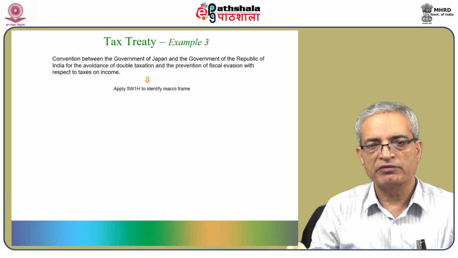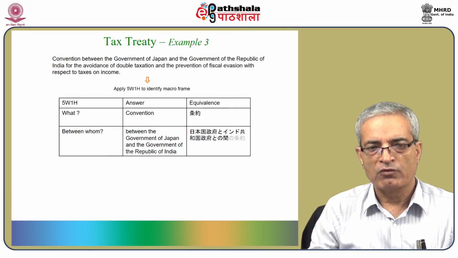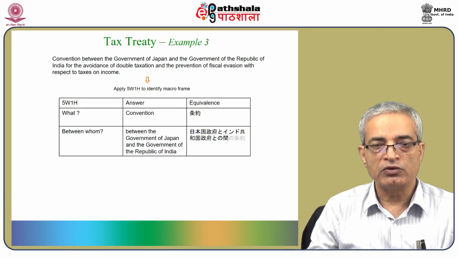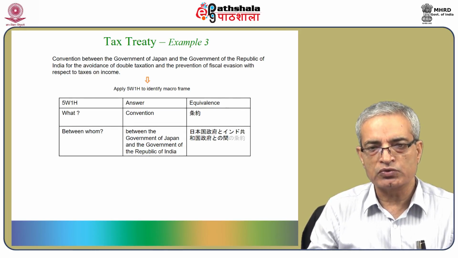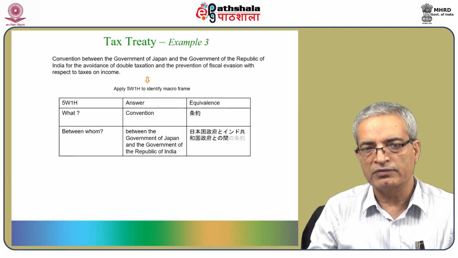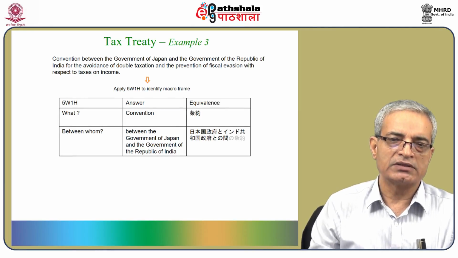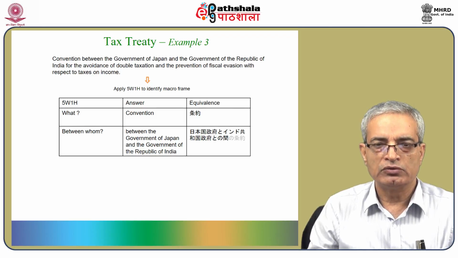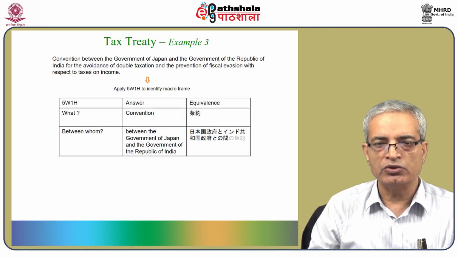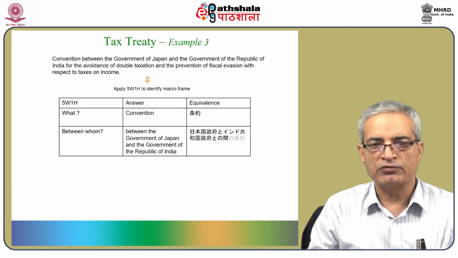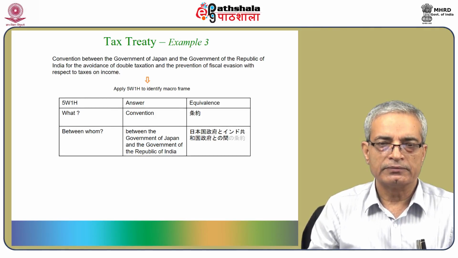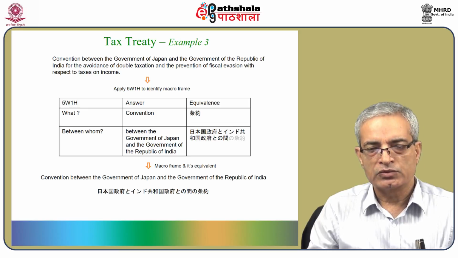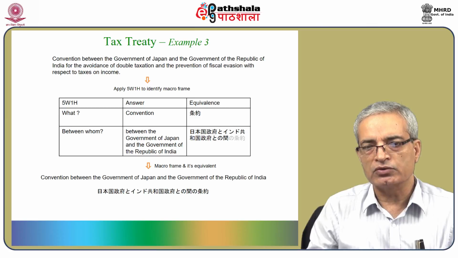Let's try to do the same thing with 5W1H. What? Convention. Between whom? If there's a convention, it has to be between the two. So it's between the government of Japan and the government of the Republic of India. The equivalence is, convention is Joyaku, and between the two governments is very simple. So Nihon Koku Seifu, and to comes for joining, and Indo Kyowa Koku Seifu to no Aida. So final frame comes as Nihon Koku Seifu to Indo Kyowa Koku Seifu to no Aida no Joyaku.